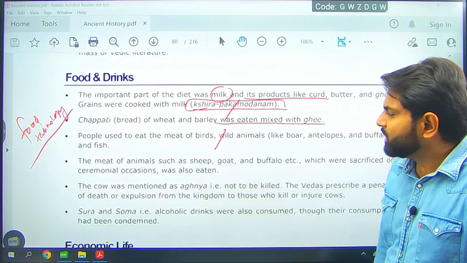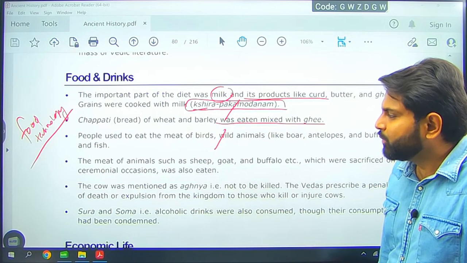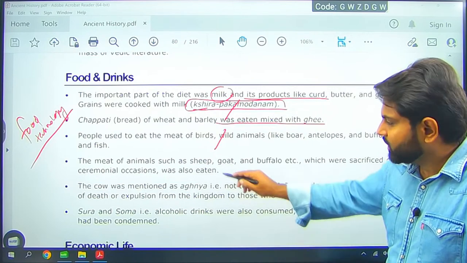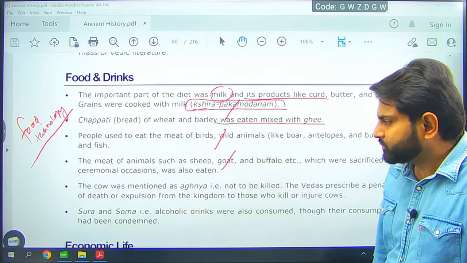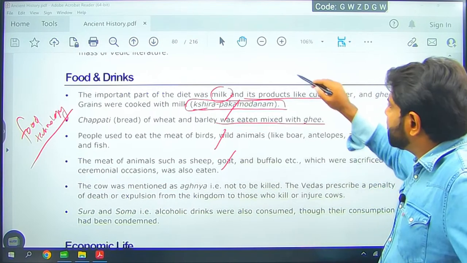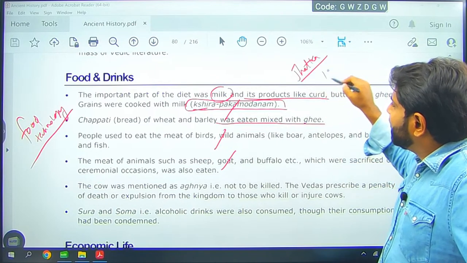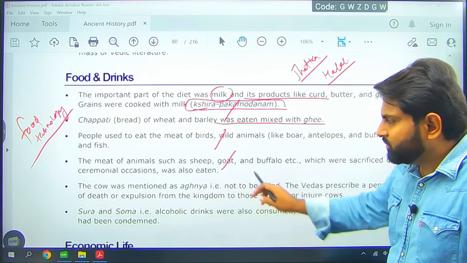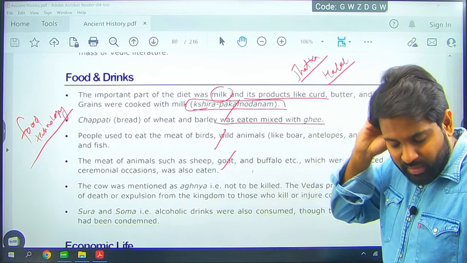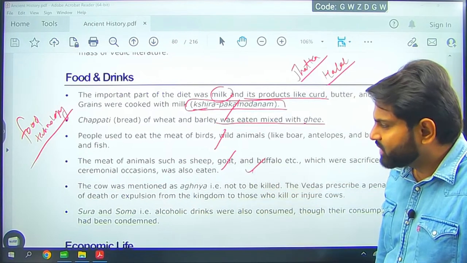The meat of animals such as sheep, goat, buffalo, etc., which were sacrificed on ceremonial occasions, was also eaten. So they were sacrificed and further eaten, right? Normally we call it jatka meat. The way we call it halal in Islam, jatka, after sacrificing, the meat is called jatka meat, will be eaten by those people who sacrificed it.